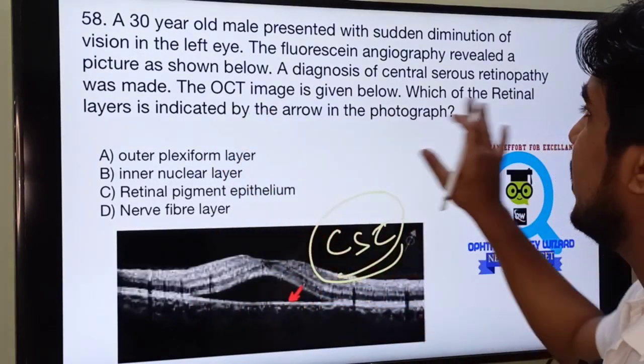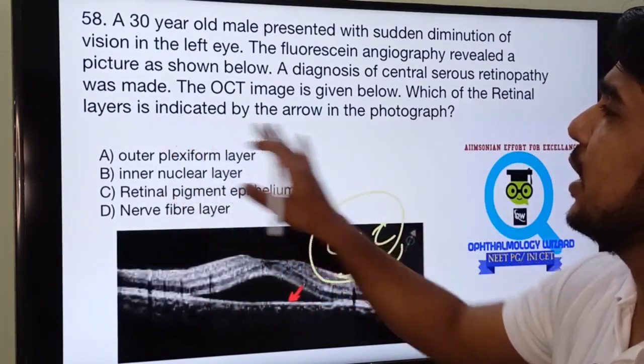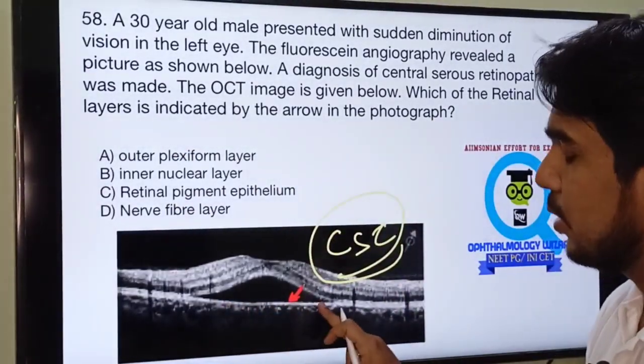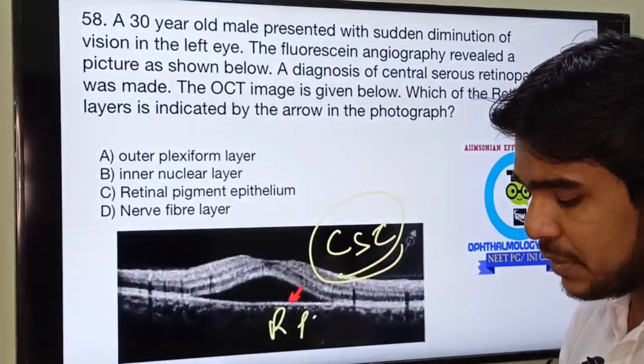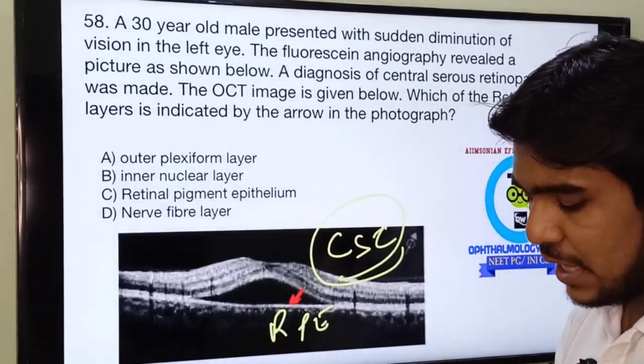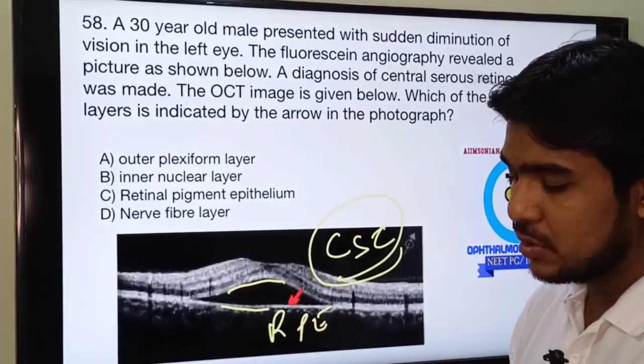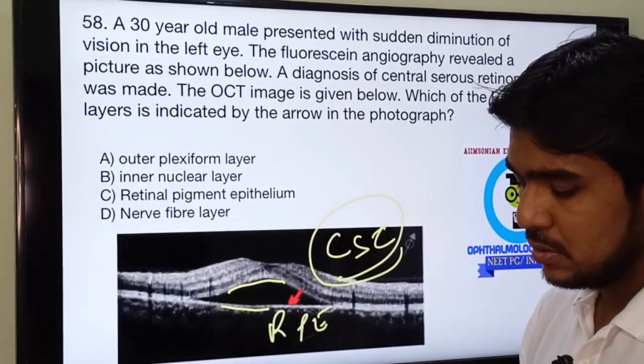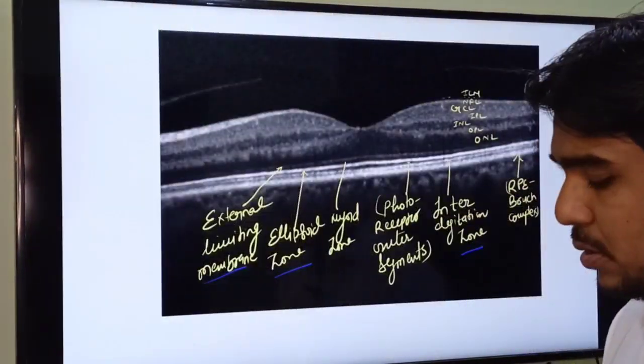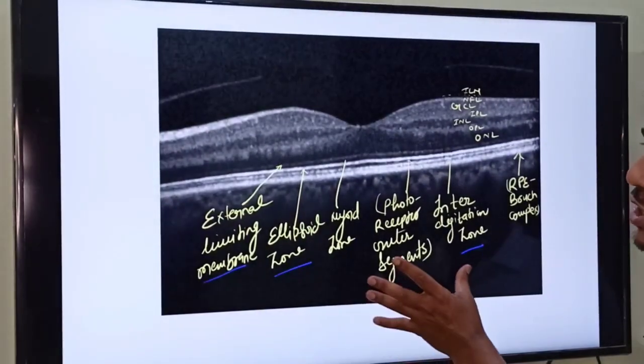The OCT image is shown. Which layer is indicated by the arrow? Obviously this layer is the RPE, and this RPE is separated from this. So the answer for this question is RPE. Now you have to remember the normal OCT also.